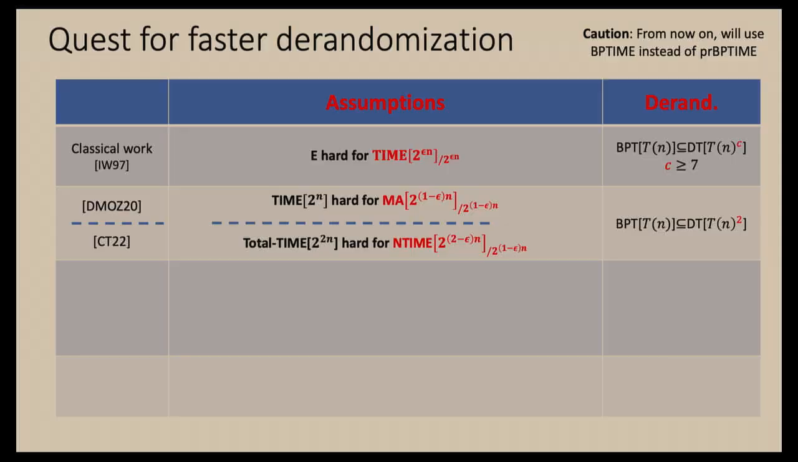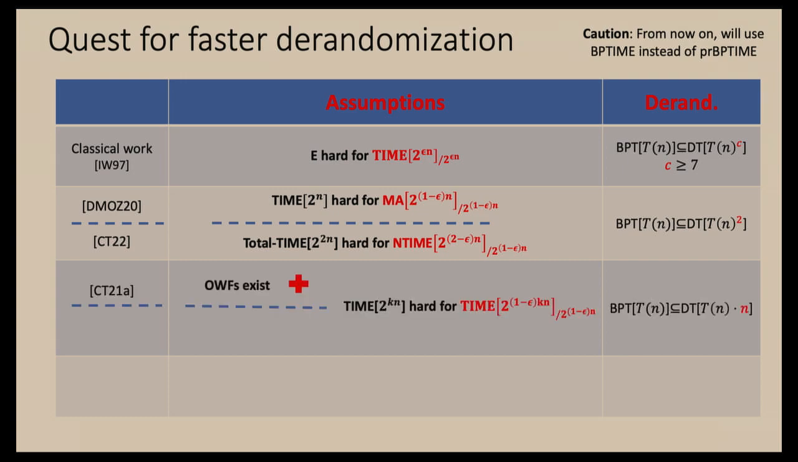In a recent work, we managed to get a different assumption. We show that if you have a language whose truth table on all n-bit inputs can be printed together in 2 to the 2n time, so it's like an amortized version of complexity, and this total time 2 to the 2n is hard for nondeterministic 2 to the slightly less than 2n with nearly maximum bits of advice, then we also have quadratic time derandomization. This is not the main focus of the talk, but if you want to know more detail, you can ask me offline.